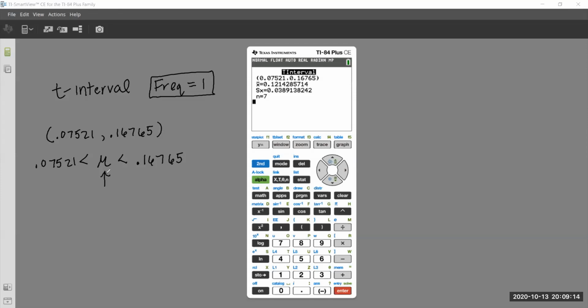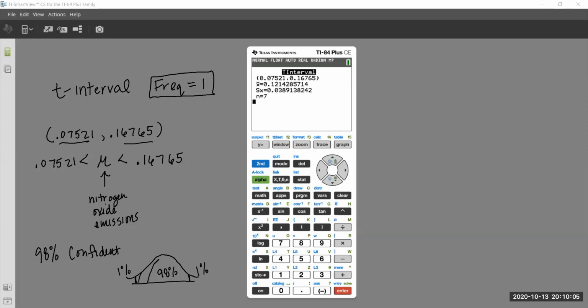And this is the average nitrogen oxide emissions. You don't have to write the words there. I'm just doing that to help you see. They range from 0.07521 to 0.16765. And we, again, are 98% confident that the interval from this number to this number contains the true population mean. So it doesn't mean for sure it does, but if we have 98% in the middle, there's 1% over here and 1% over here. So we're pretty confident that we've got the right result.